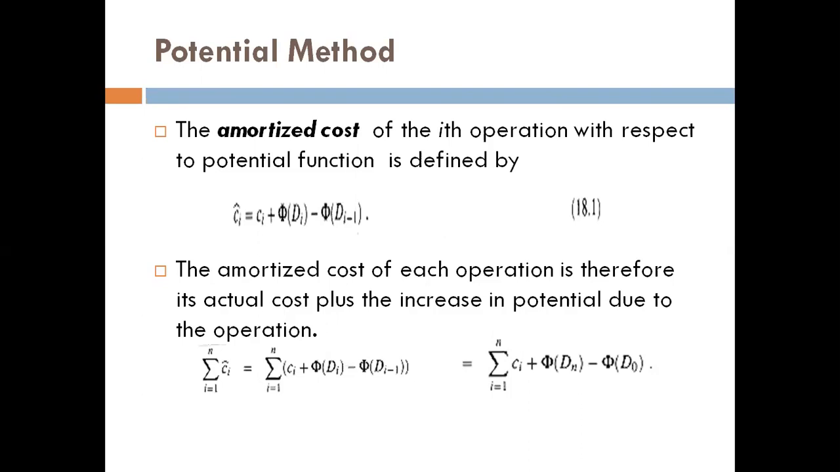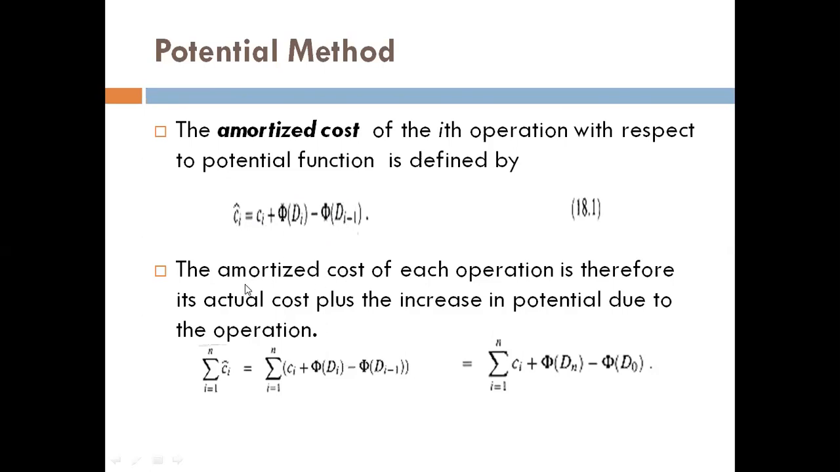Here we consider the amortized cost of the ith operation with respect to a potential function, defined as ĉi, where the cap is denoted for amortized cost. Here amortized cost is equal to actual cost plus the potential difference between the current state and the previous state. This is the formula for amortized cost: amortized cost is equal to actual cost plus potential difference.